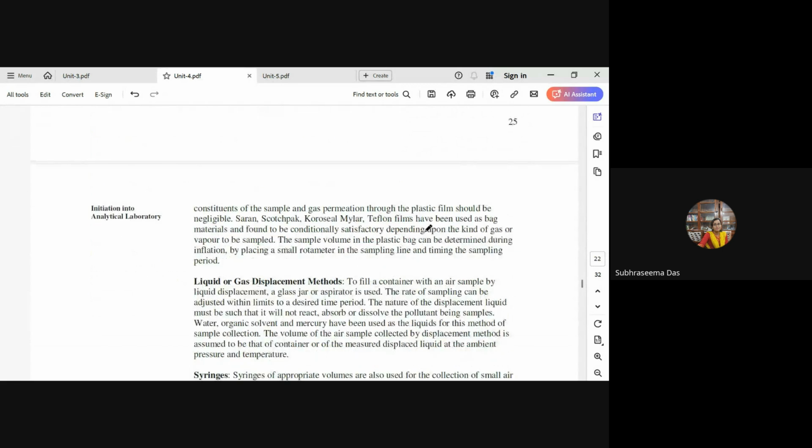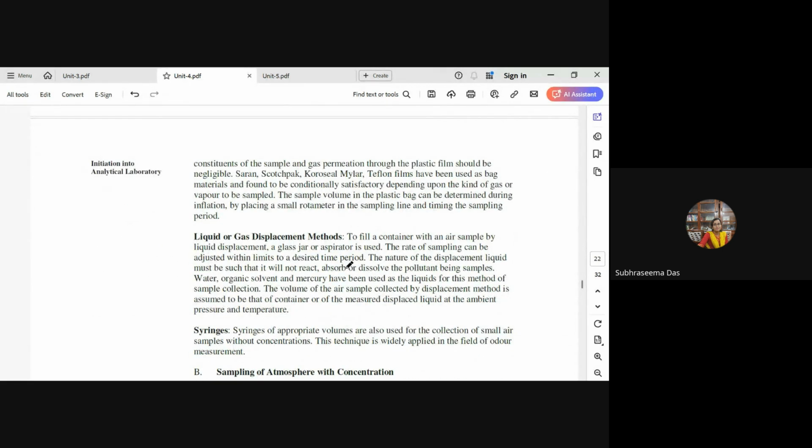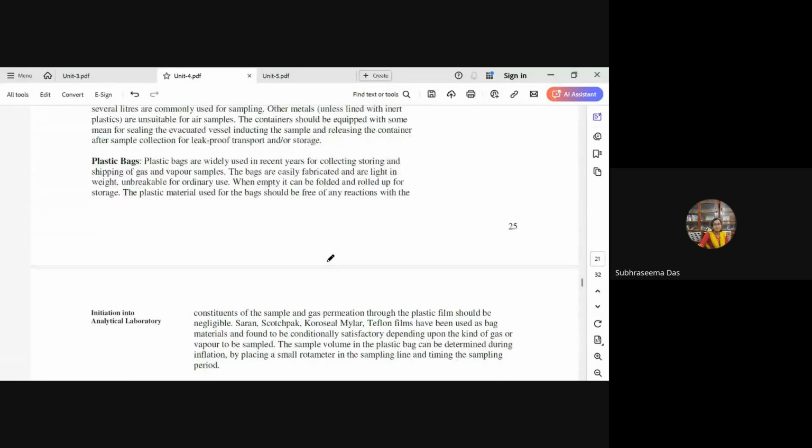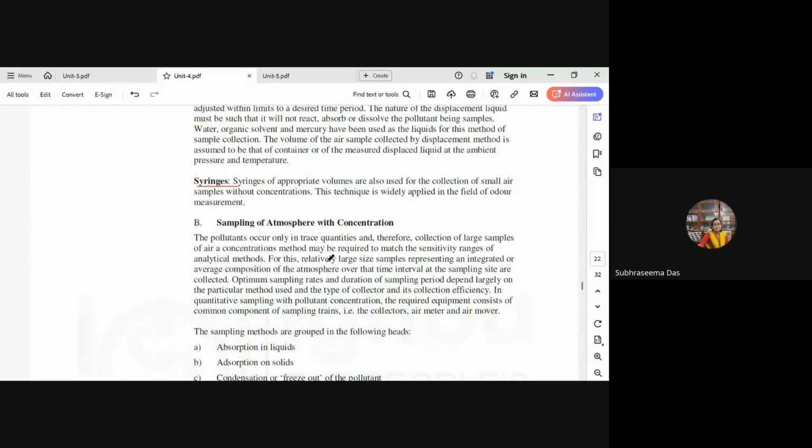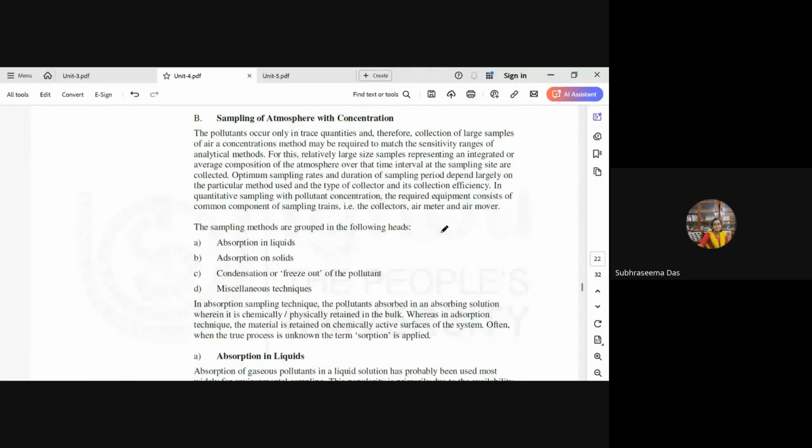Then liquid or gas displacement methods: to fill a container with an air sample, a glass jar or aspirator is used. We have also used syringes for collection of air samples for this purpose. So here we have two to three types of methods by which we can collect air. Then sampling of air with concentration, here they have been labeled under four heads, that is absorption in liquids, adsorption on solids, freeze out of the pollutant, and miscellaneous technique.